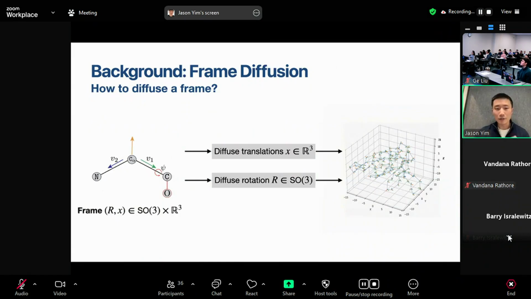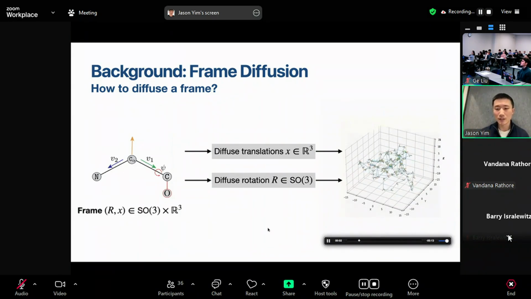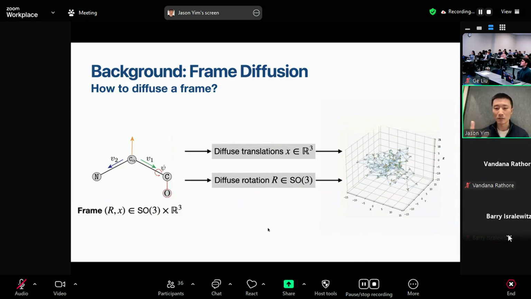Okay, so frame diffusion: how do you diffuse a frame? As I mentioned, the frame consists of two parts: the translation, the C alpha at the center, and the rotation matrix that makes up the other atoms in the backbone. We need to diffuse both objects independently of each other. Diffusion for translations happens in R3, whereas rotations live on the rotation manifold, which is called SO3. Here's a quick intuition of how it looks: you can clearly see the translations are moving, but the frames are also rotating as you add more and more noise, until it all becomes jumbled up and you can't tell.